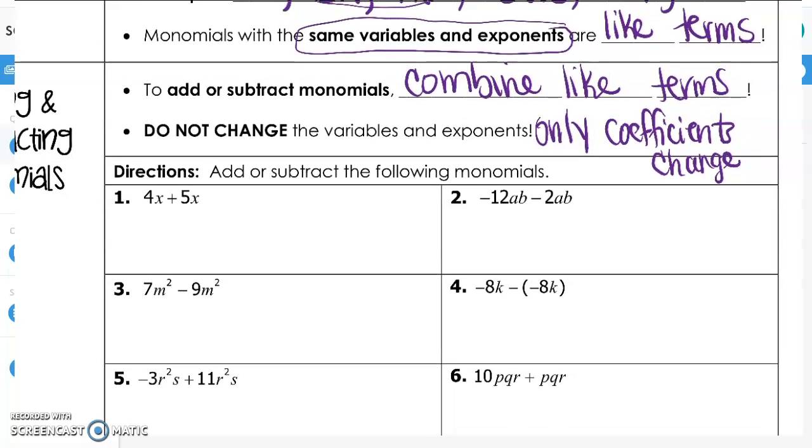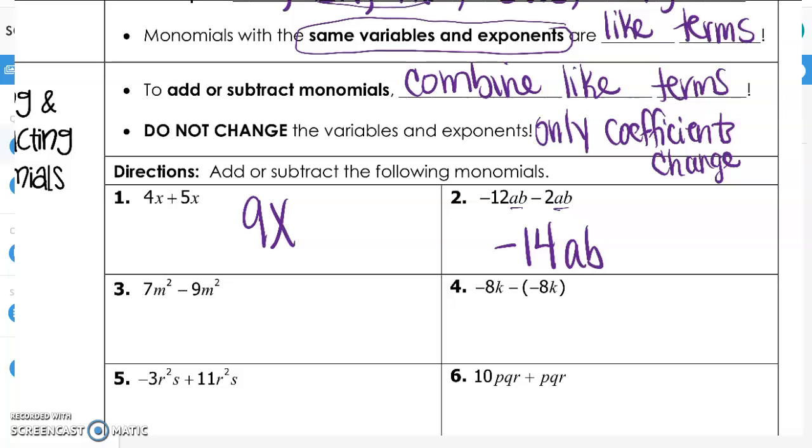So when we look at number 1, 4x and 5x are like terms. Same variable, same exponent, so we put those together and get 9x. Again, that's exactly what we did in the quiz we just took. Number 2, AB and AB match. So we need to do negative 12 minus 2 to give us negative 14 AB. The variables just stay stuck to the numbers, being multiplied to the numbers. They don't change.